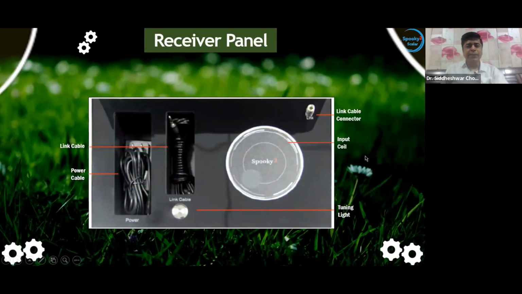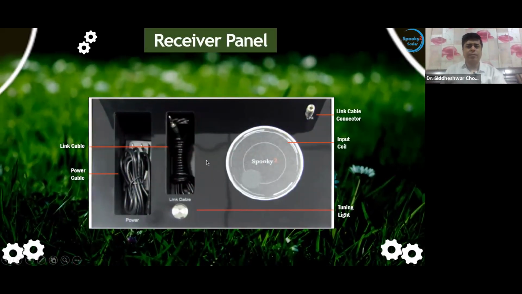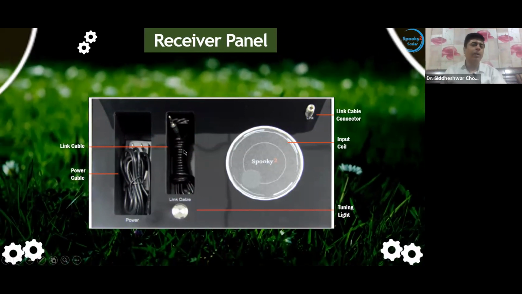Next, on the receiver panel, this is pretty clear. The receiver panel is very simple. There is no confusion, my friends. You have these wires and the adapter given here. This is the link cable and this is the power cable with adapter. Here you have the same coil as in the transmitter setup.